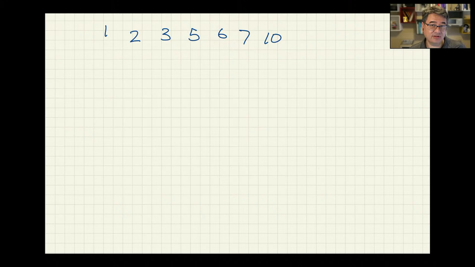And then what you do at this point is you make one last pass through to make sure nothing gets swapped. So you compare these, nothing. Compare these, nothing, nothing. No change, no change, no change. And now you know it's sorted.